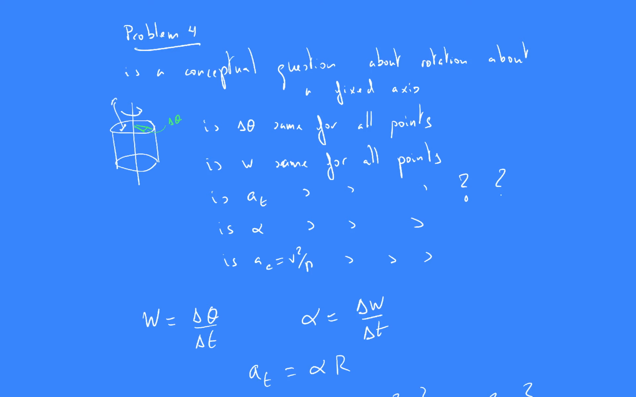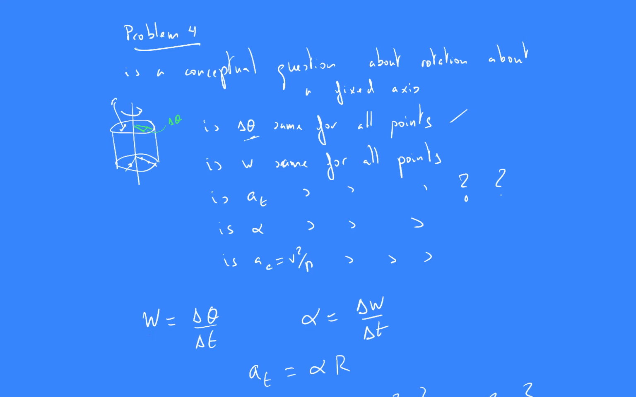The first thing that you have to realize is that the change in the angle is the same for all points. Any points that you choose, this point and this point, will perform the same change in the angle. So delta theta is the same for all the points. Because delta theta is the same, omega, that is delta theta divided by delta t, is also the same for all points. It doesn't mean that omega is constant. It means that all the points have the same omega.